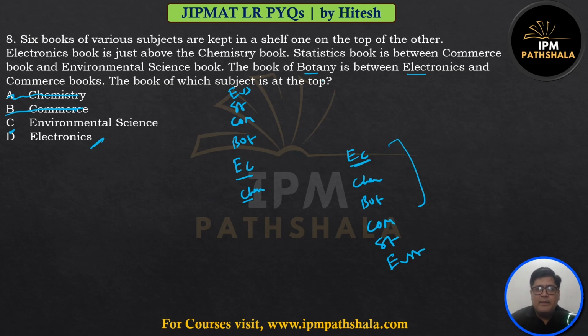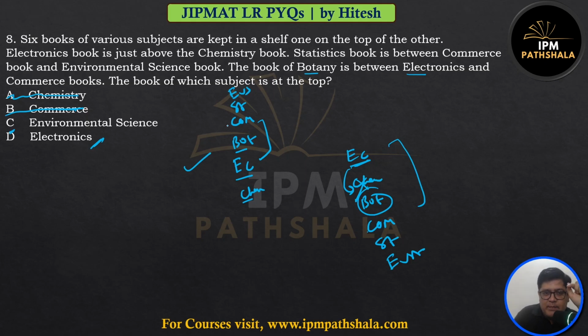Let us read that one more time. Statistics book is between commerce and environmental science book. Book of botany is between these, electronics and commerce. So see, book of botany is between electronics and commerce. This is correct. Out of these, this is incorrect because it says between. I have chemistry between electronics and commerce also. This is wrong. This is the only arrangement possible because it clearly says botany is between.